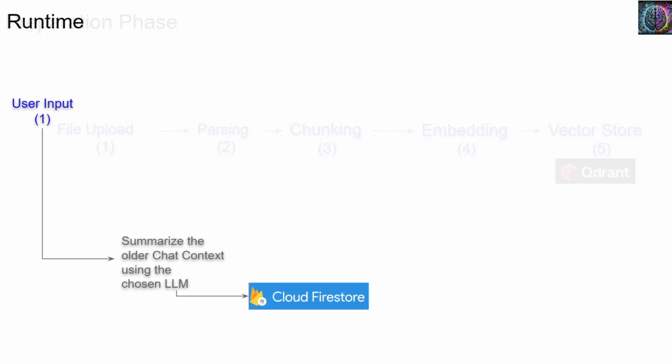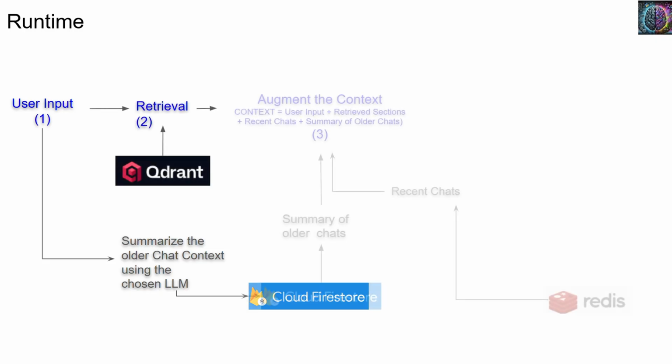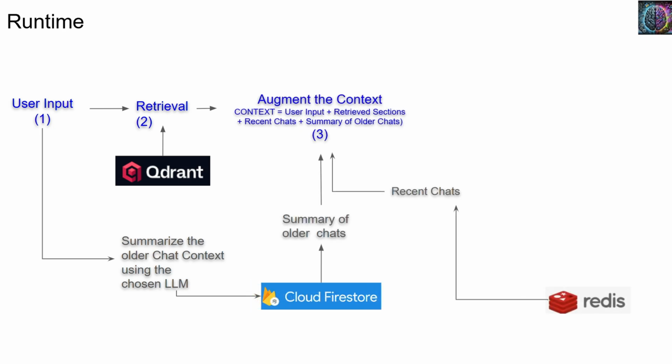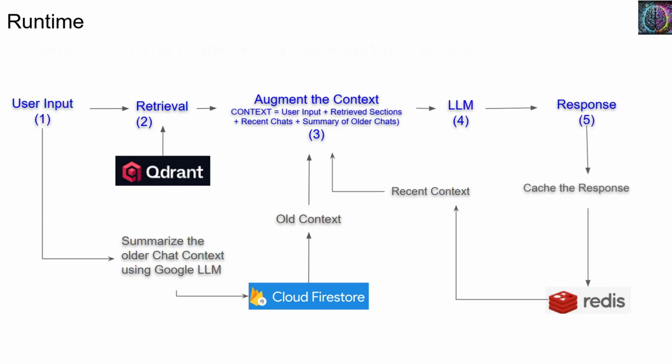In the runtime phase, as the user's questions come in, the older chats get summarized and stored away in Firestore. The semantically similar documents get fetched from Qdrant, and then the summary of the older chats gets fetched, and finally you get everything put together into the context. The entire context is then sent to the LLM, which responds, and that response is then cached.